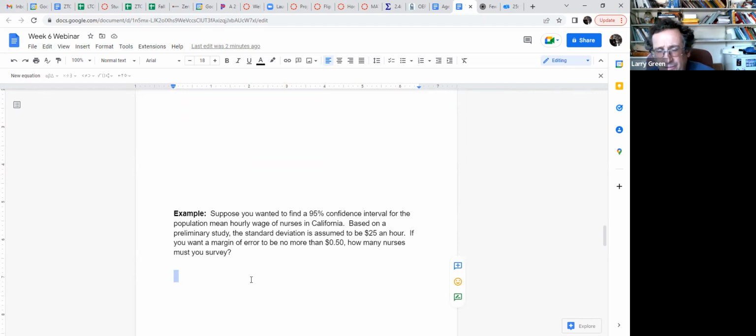Let's suppose you wanted to find a 95% confidence interval for the population mean hourly wage of nurses in California. Okay, might be interesting. And if you were interested in becoming a nurse, then you might care about what your salary is going to be, right? Okay. Based on a preliminary study, the standard deviation is assumed to be $25 an hour. I will let you know I made up that number. I didn't really do a preliminary study, but you can imagine doing a preliminary study.